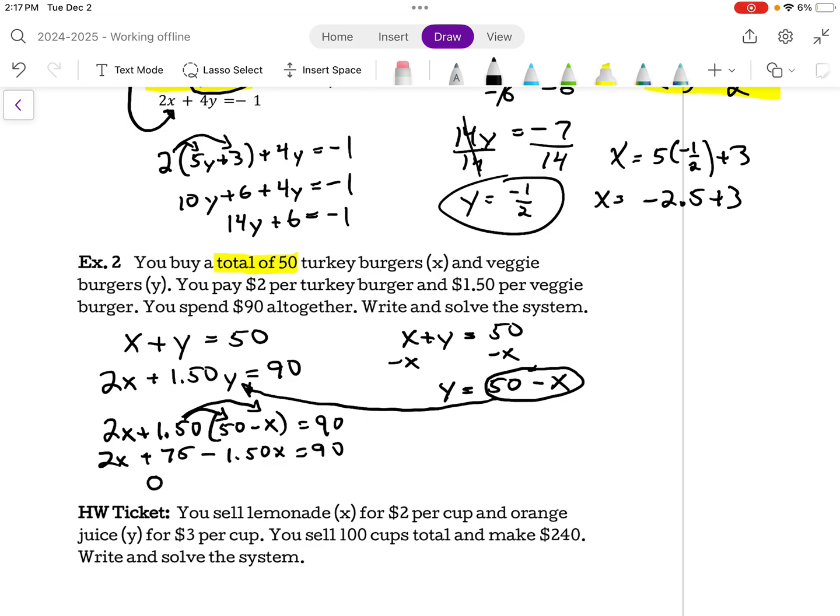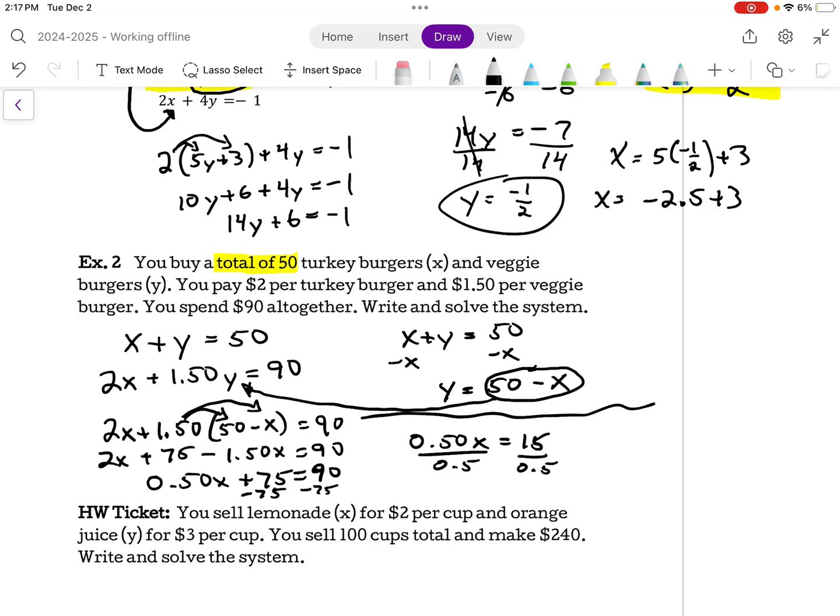So I'm looking for like terms. I have 2x and I have minus 1.5x, and that would give me 0.5x plus the 75 equals 90. I need to subtract 75 on both sides, and I'll continue it over here. But I end up with 0.5x equals 90 minus 75, which is 15. When there's one term on each side, time to divide. If I divide by 0.5, I end up with x being equal to 30.